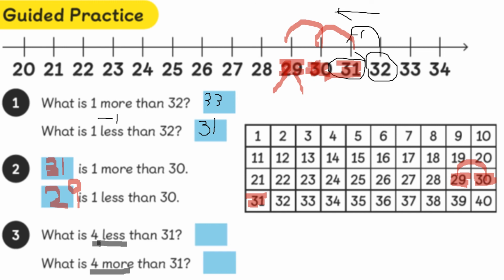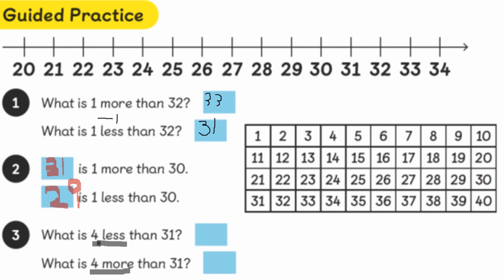So 4 less than 31. Let me rub it out so we can start again. Okay, right, so 4 less than 31. So I need to find the number 31. That's what we're starting with. Here's 31. And I'm finding 4 less this time. So I need to do 4 jumps back. So 31, it'll be 1, 2, 3, 4. 27. And we know the numbers are getting smaller because 2 tens is less than 3 tens.